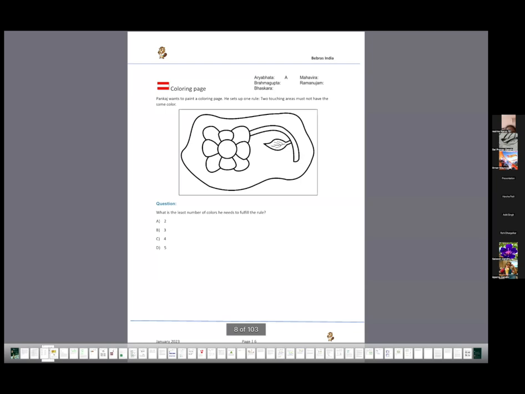So for this first one, the question is, Pankaj wants to paint a coloring page, and he sets up one rule that two touching areas must not have the same color. And so what is the least number of colors that he needs to fulfill this rule? So try solving this question first on your own and send the answers to me privately in chat. Then we'll discuss the answer.